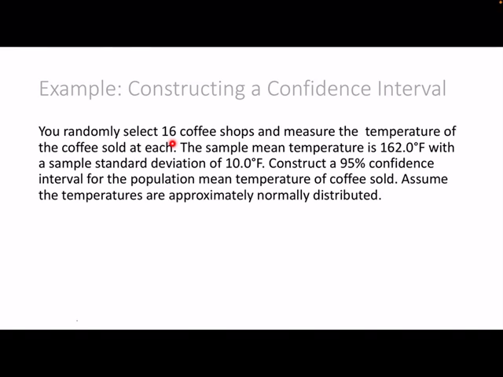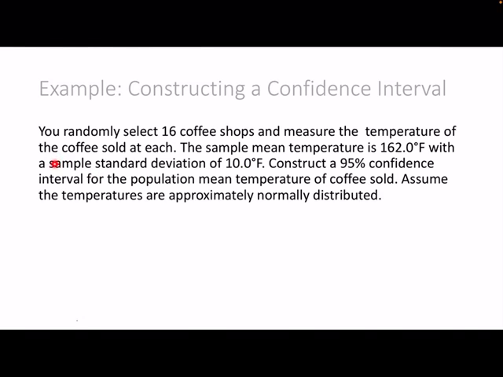Also, tip, if you're watching a video, you might want to just pause and write out what you can get from the problem with appropriate symbols. The sample mean temperature is 162.0 degrees Fahrenheit. You could be reading this on your own, because this is the key to doing these problems. Sample mean is x bar, so on your paper, you write x bar equals 162.0. With a sample standard deviation of 10 degrees Fahrenheit. What's sample standard deviation? That is s. s equals 10, not population.